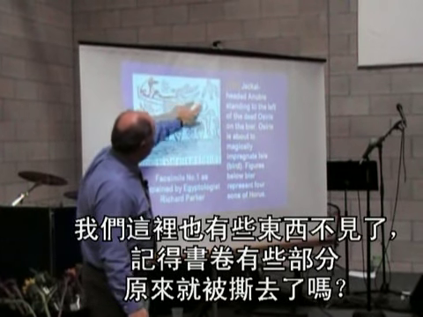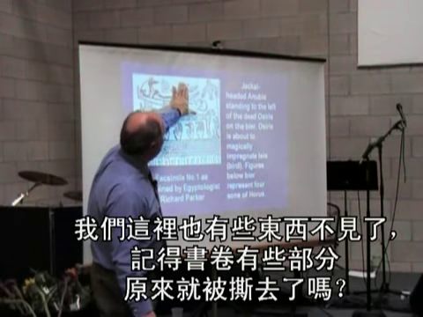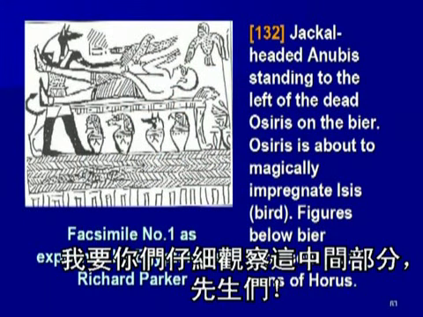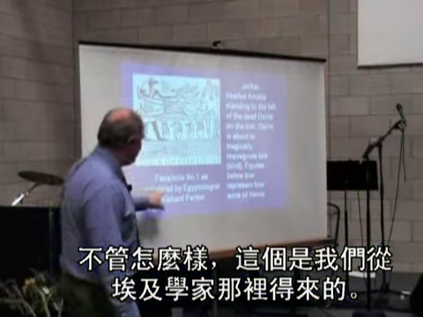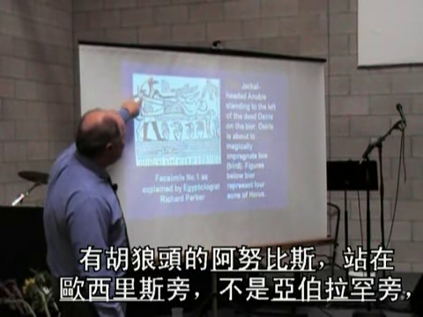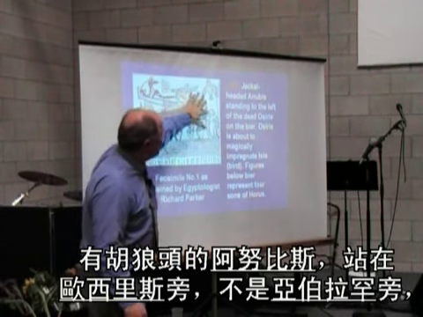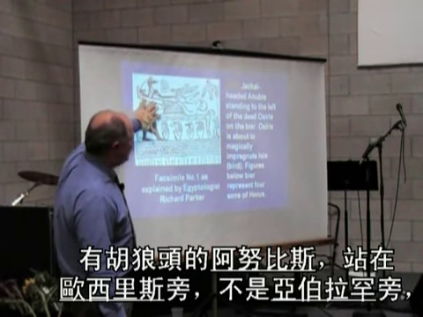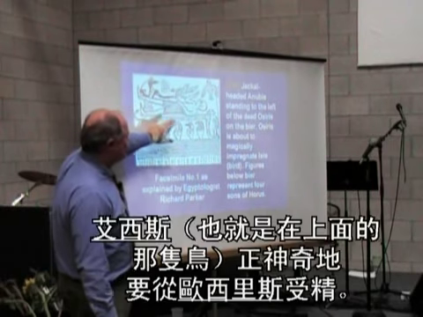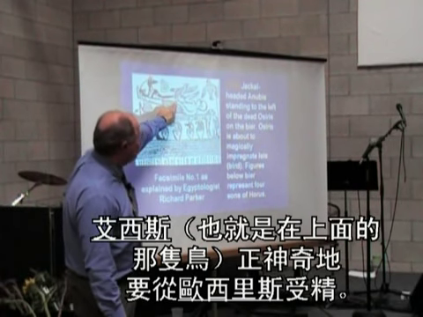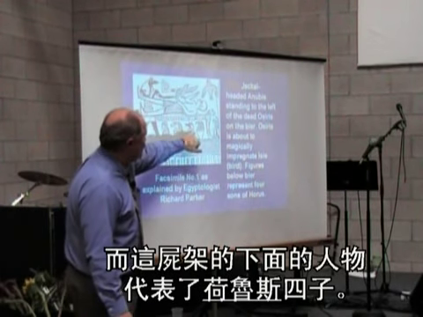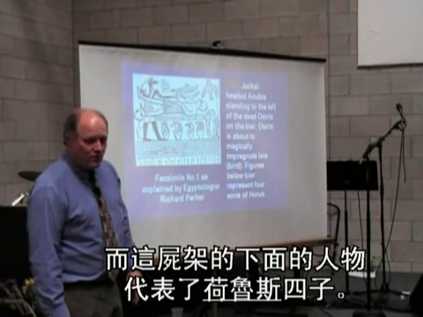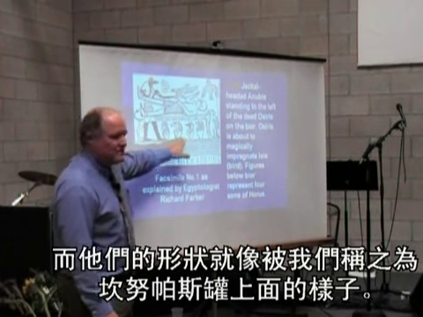And we also have something missing here. Remember, part of the parchment was gone. I want you to look very carefully at the midsection of this gentleman. You can wonder why Joseph Smith probably got that one wrong. But anyway, here's what we have according to an Egyptologist. The jackal-headed Anubis standing left to the dead Osiris, not Abraham, who is on this bier. Osiris is about to magically impregnate Isis, which is this bird above him, and the figures below the bier represent the 4 sons of Horus, and they are in the shape of what we know as canopic jars.